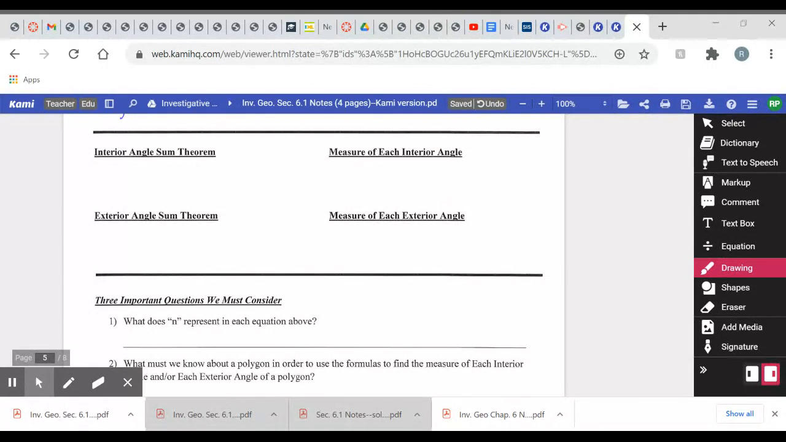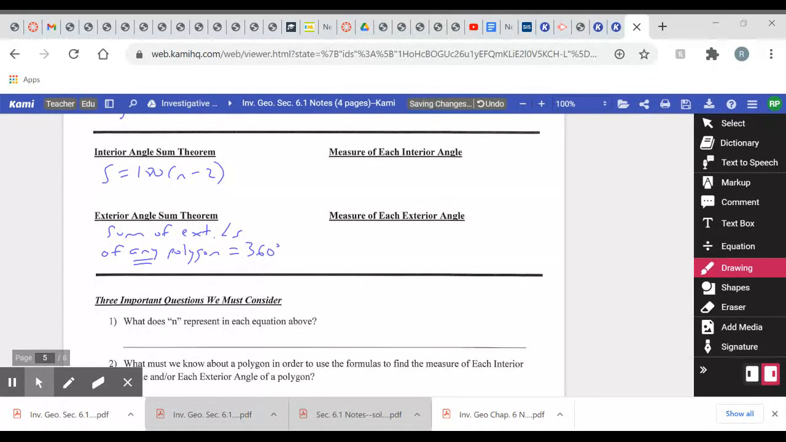The interior angle sum theorem is that S is equal to 180 times n minus 2. Okay, we talked a lot about that. The exterior angle sum theorem is that the sum of the exterior angles of any polygon, and I mean any, is equal to 360.